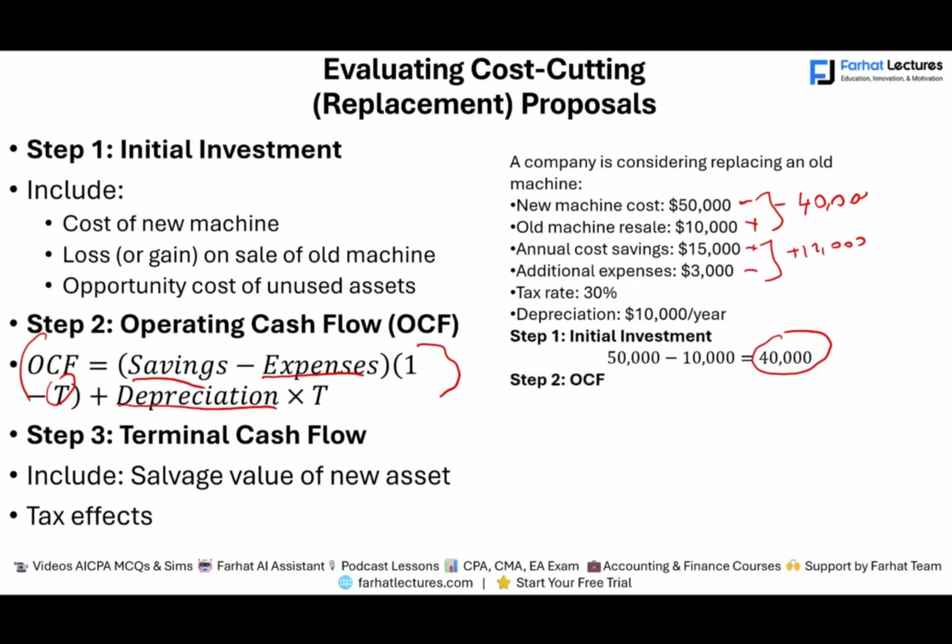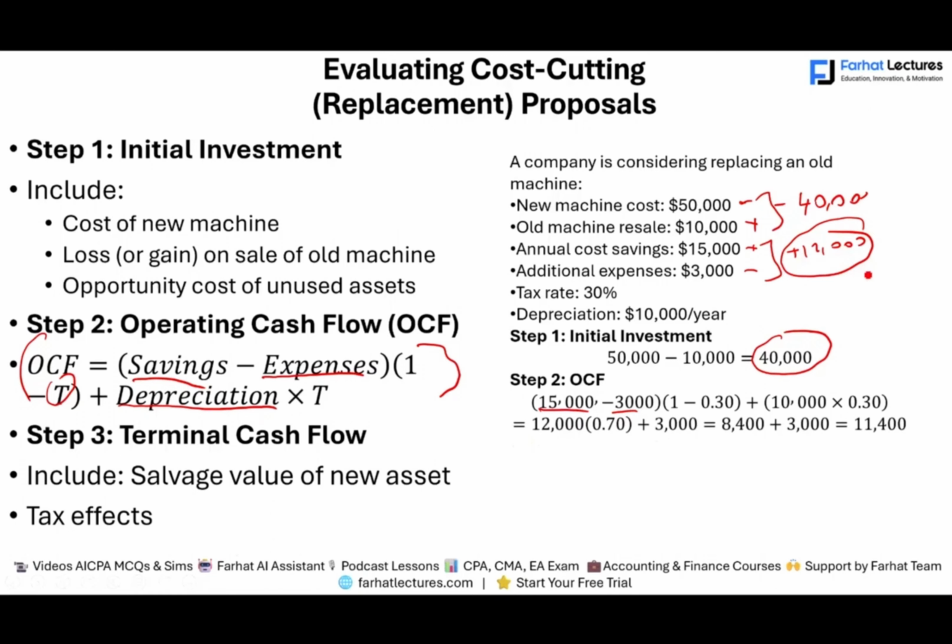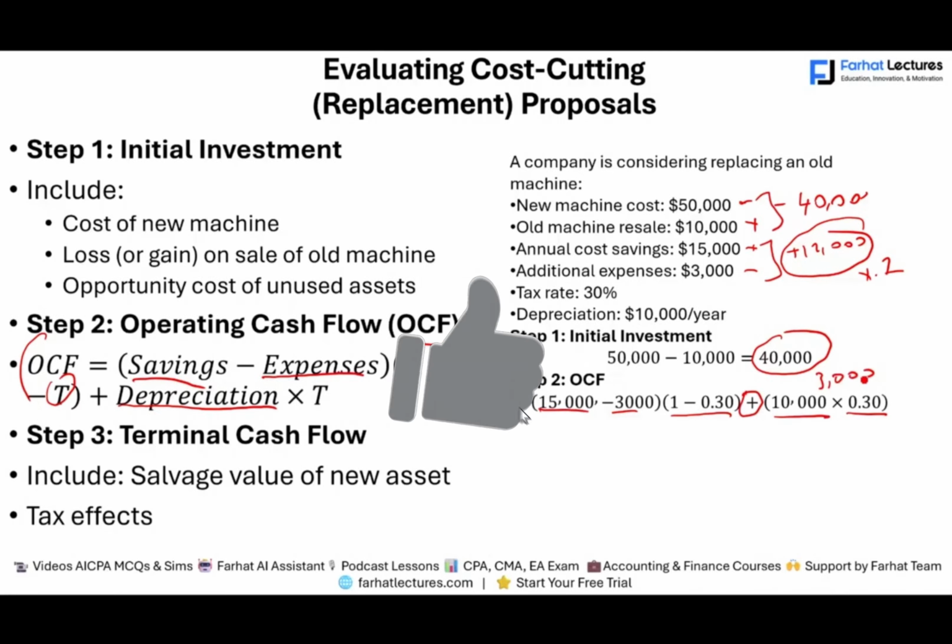The operating cash flow is what? 15 minus 3 equals 12. Then this 12,000, because it's going to increase our revenue, we have to multiply it by 70%, since we keep only 70% of it: 1 minus the tax rate. Then we add 10,000 times 30%, the tax shield. We add back 3,000. We get a 3,000 savings for the $10,000 of depreciation right here.